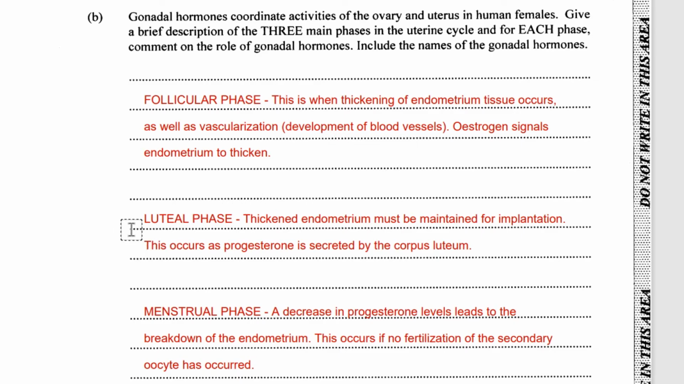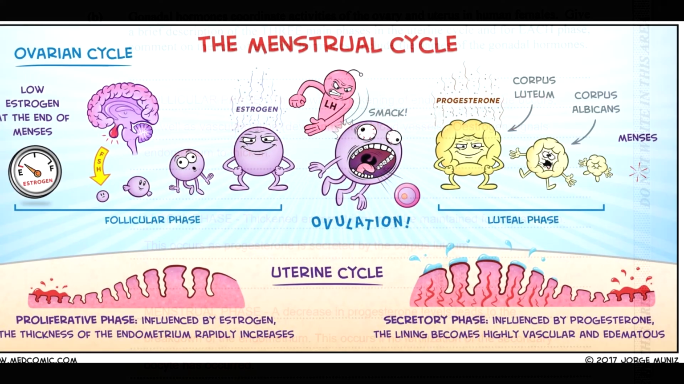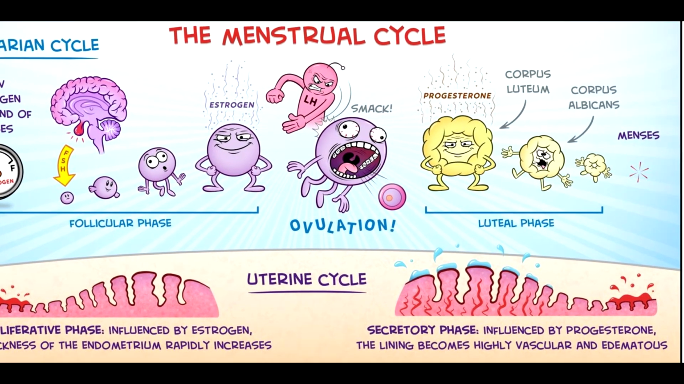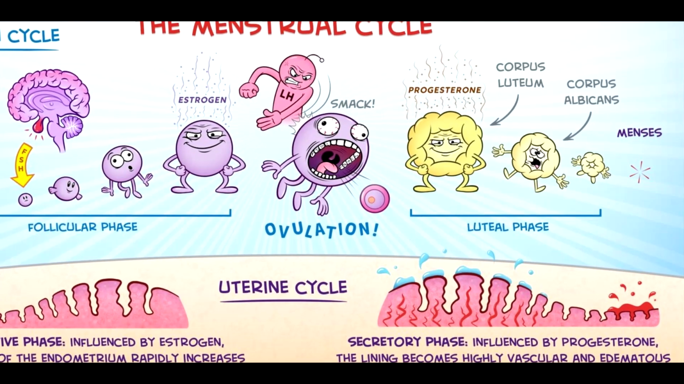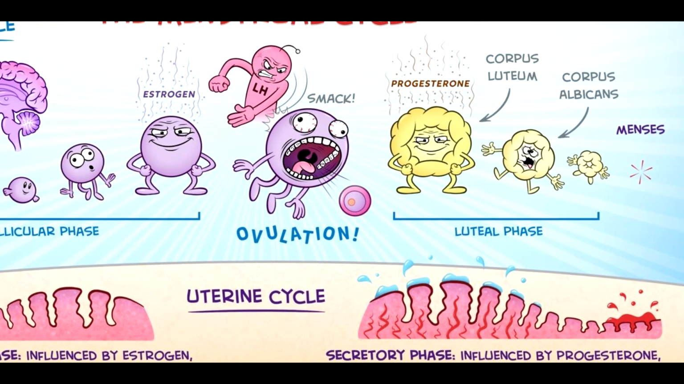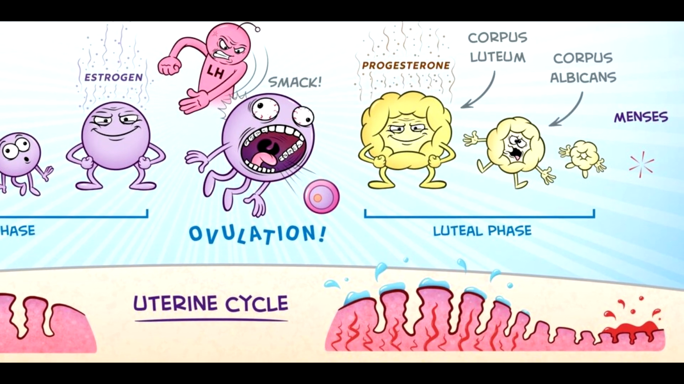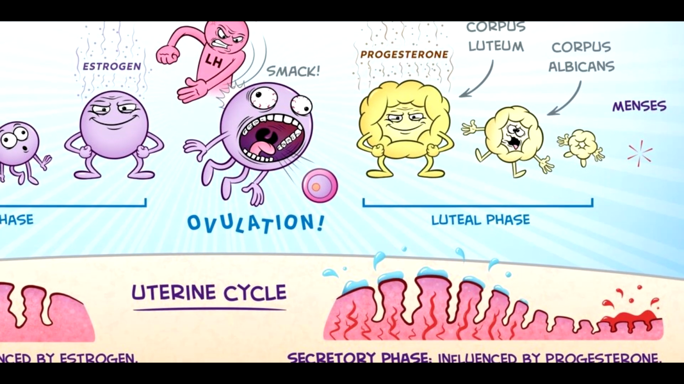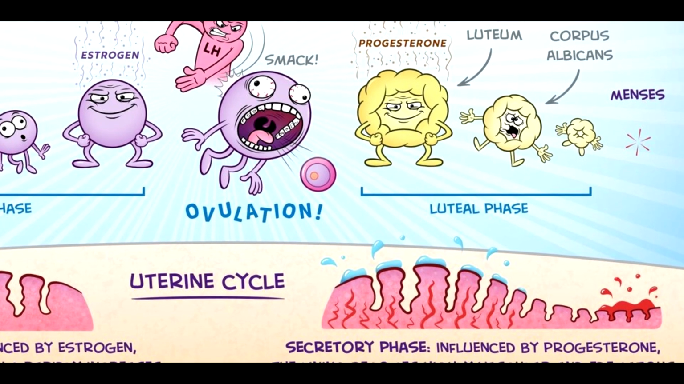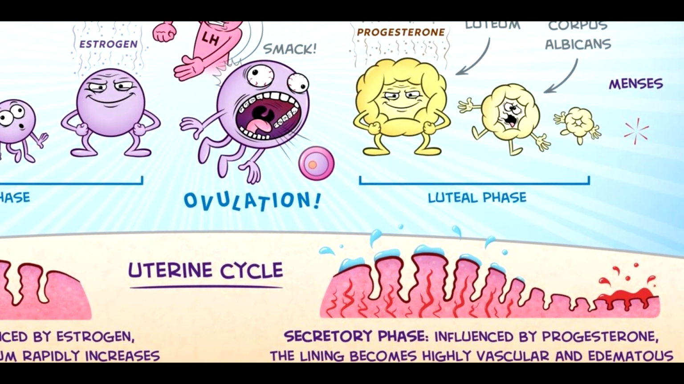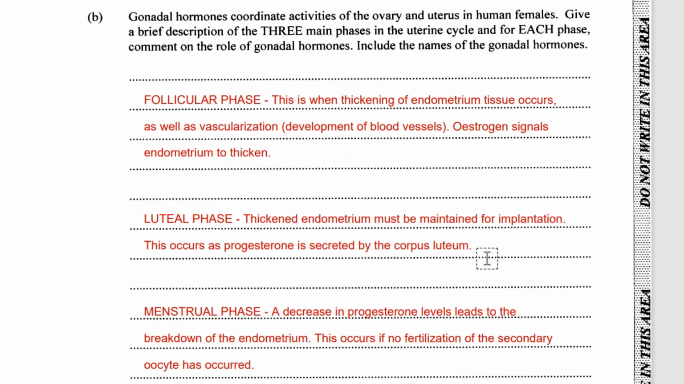The second phase here is the luteal phase. So the luteal phase, basically this is when the follicle of the egg gets broken down into something called a corpus luteum. Corpus luteum just means yellow body. And what the corpus luteum does is that it secretes progesterone. Progesterone helps to maintain this thickened endometrium for implantation. So estrogen signals it to thicken. Progesterone sort of keeps it there, kind of holds it strong.